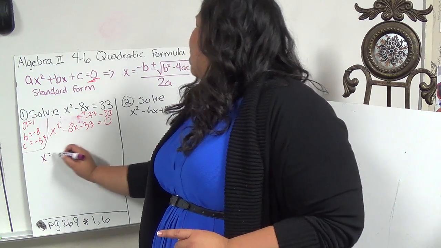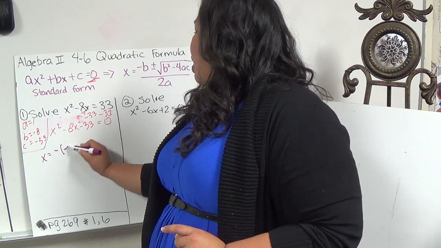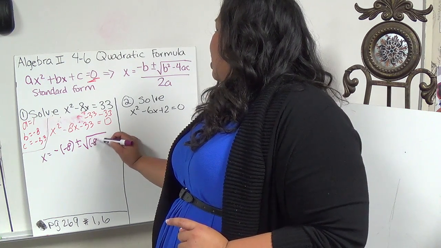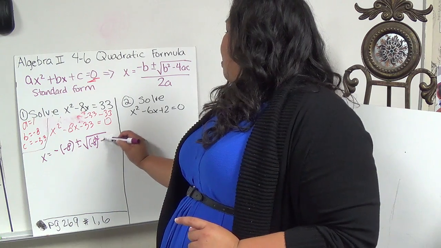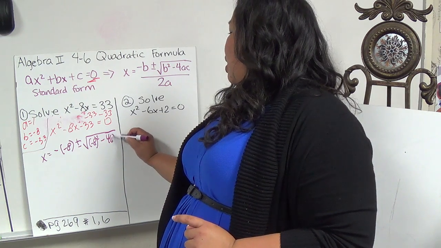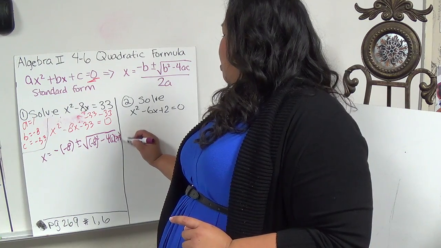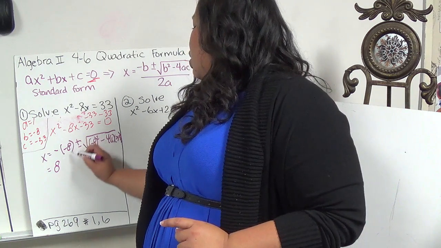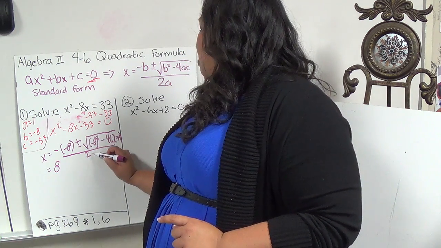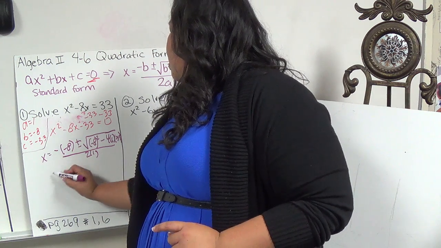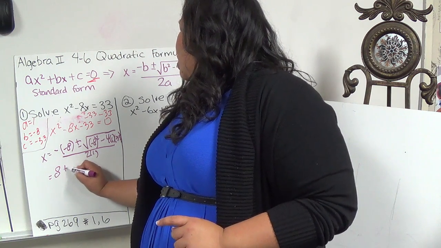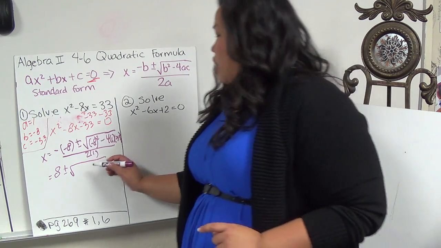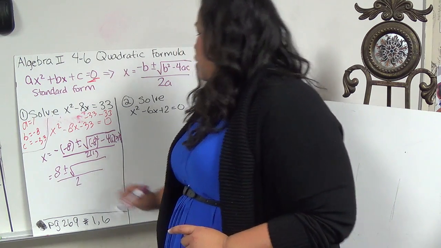My answer will equal -b, so -(-8), plus or minus the square root of b squared, minus 4 times A times C, which is -33. Okay? These negatives give me +8, over 2 times 1. So this gives me 8 plus or minus, and I'm going to focus first on the square root. Everything else I'm just going to leave; 2 times 1 is 2.